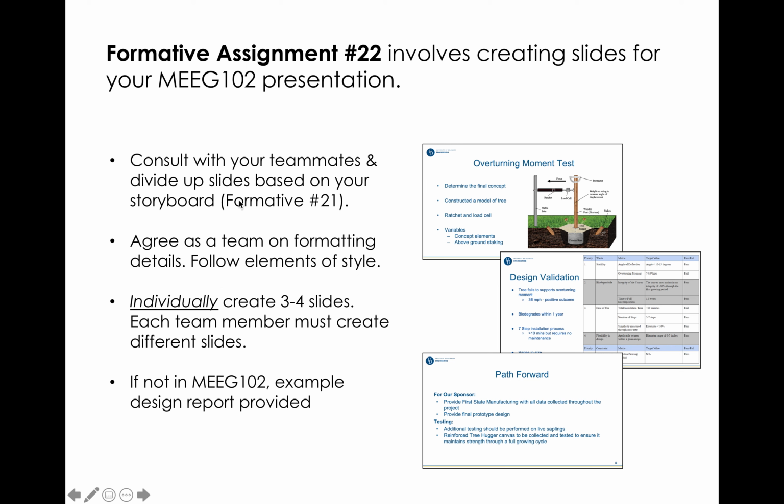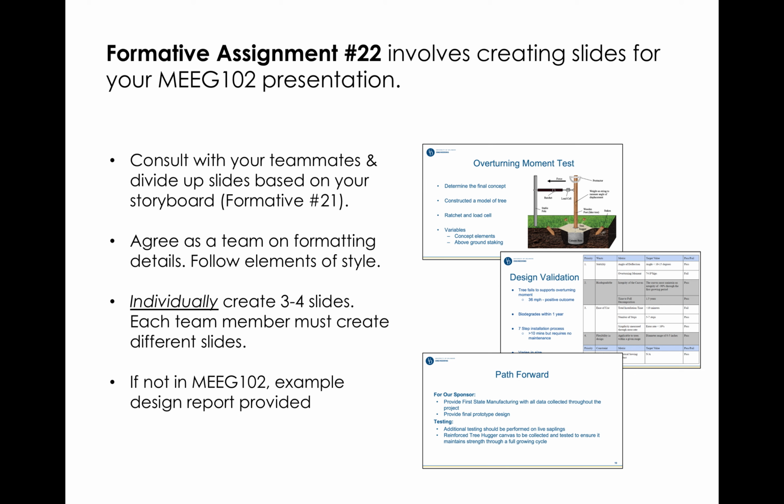Okay, so what you do need to do as a group, though, is in addition to dividing up the work, 3 to 4 slides per team member, you need to agree on your formatting details. So what text are you using? What background are you using? Okay, you want to have a consistent style across all of those slides, right? So when you assemble them at the end for MEEG102, you should do that well in advance.